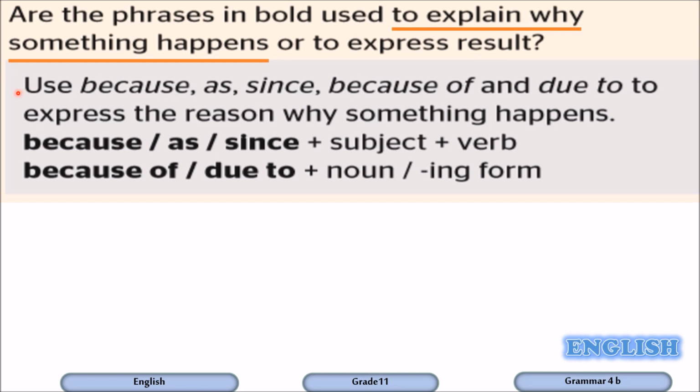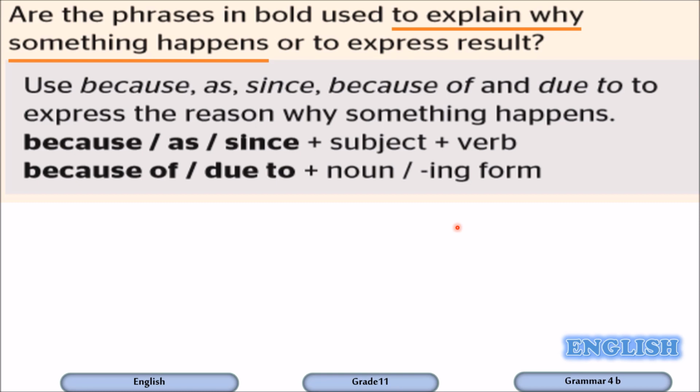Let's recapitulate and read the rule in the gray box. Use because, as, since, because of, and due to express the reason or the cause, why something happens. So if you use because, as, or since, they have to be followed by a subject and a verb. However, when using because of, which is different from because, and due to, they should be followed by a noun and a verb in the ing form.